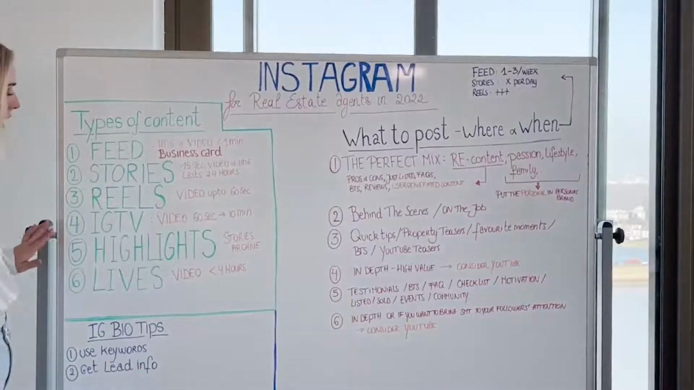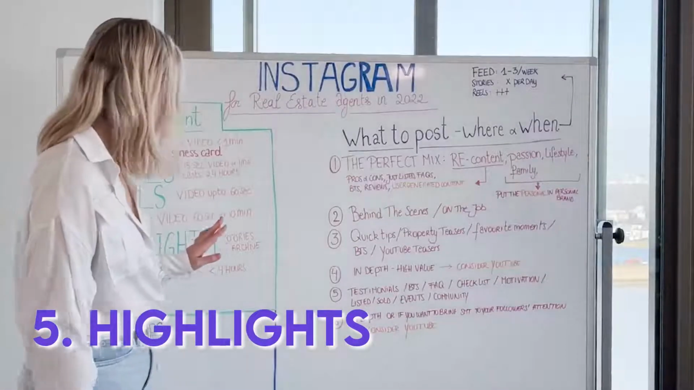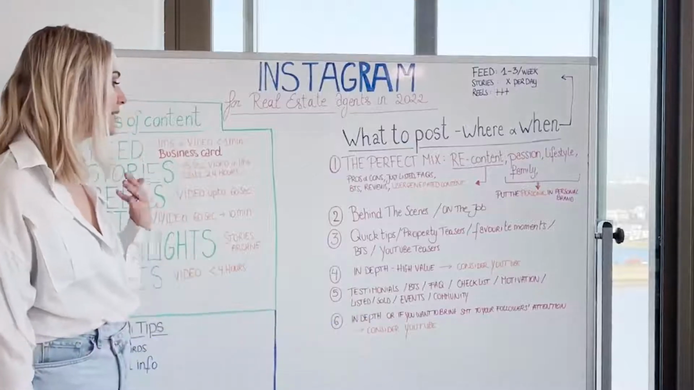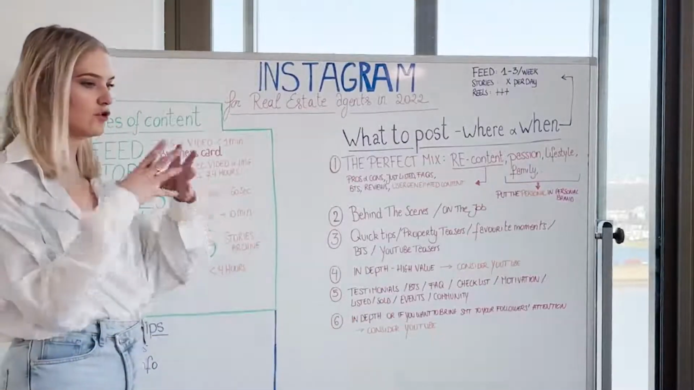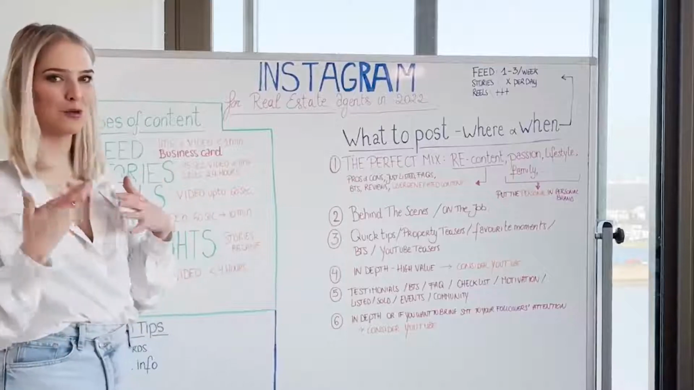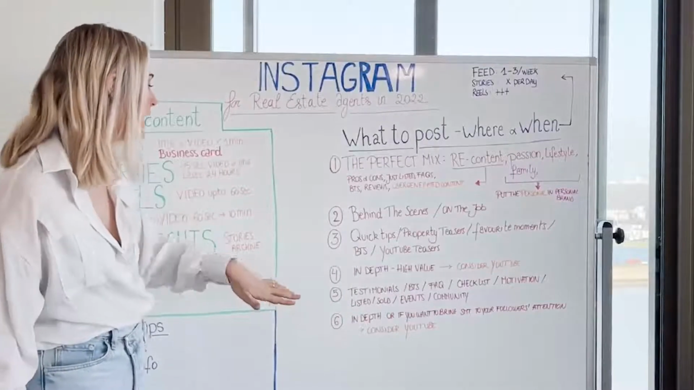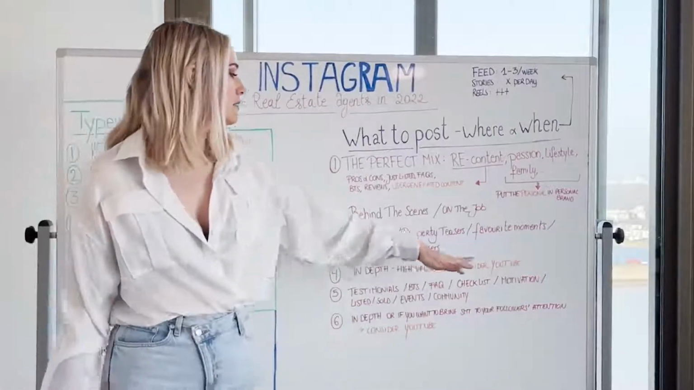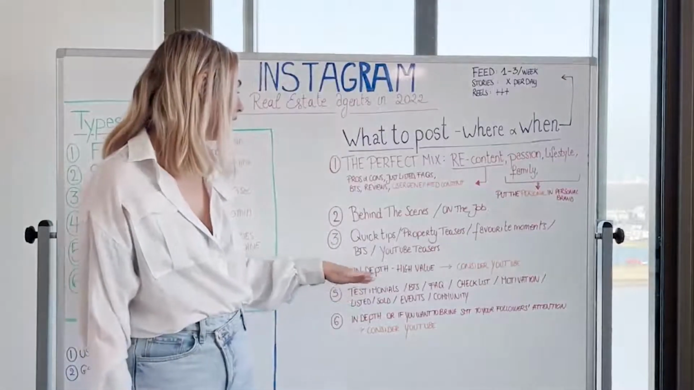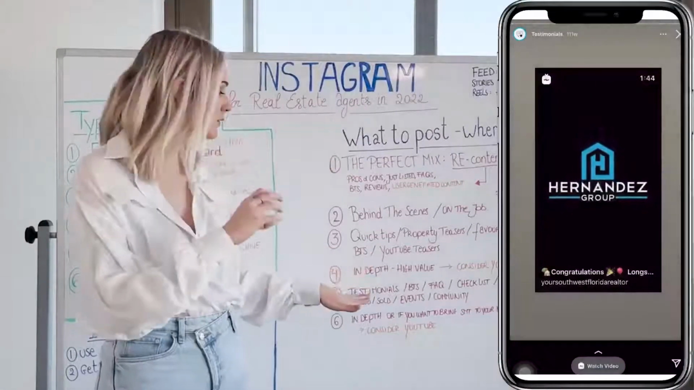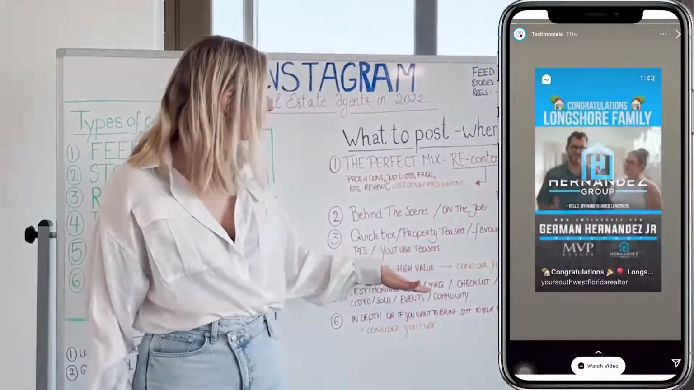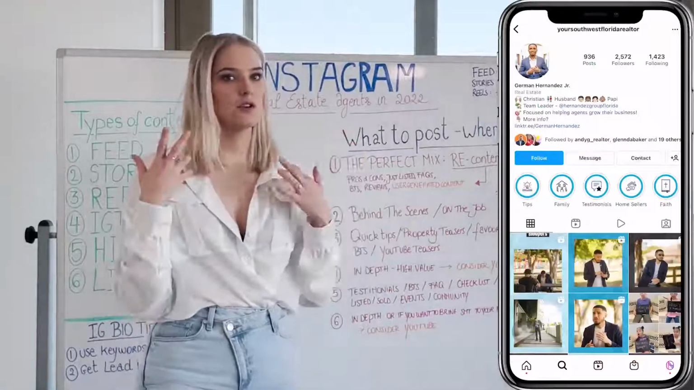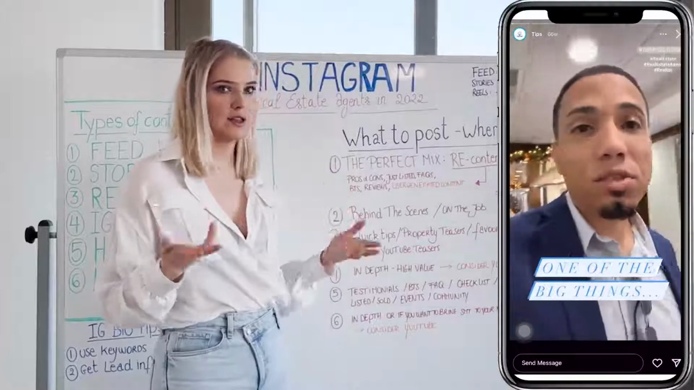Then number 5 is highlights. As I said, this isn't actually a separate form of content, but it is a way to archive or store your stories on your profile, because stories disappear after 24 hours. So you can create highlight covers, and a couple of ideas for your profile are: you can create a highlight that has all your testimonials in one place, behind the scenes footage, frequently asked questions. You can create a highlight, for example, that's like, here's a checklist of everything that you need to know about buying or selling your home.